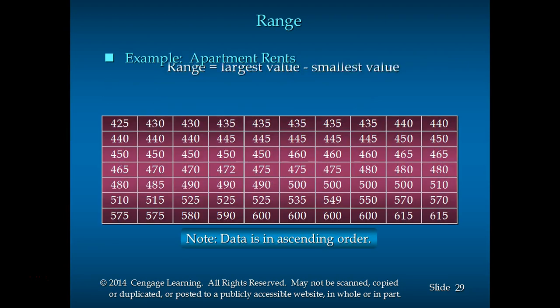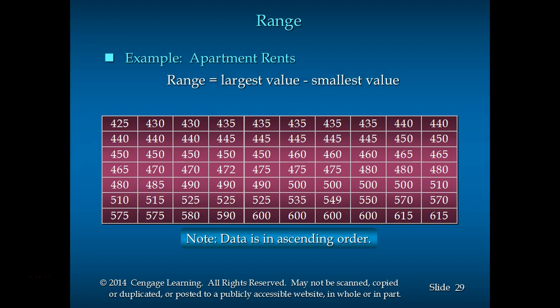In this case, 425 is the cheapest one and 615 is the most expensive one. So there is roughly a $200, or at least a $190, range between the smallest and the largest.